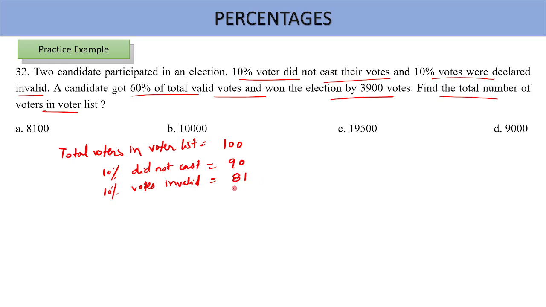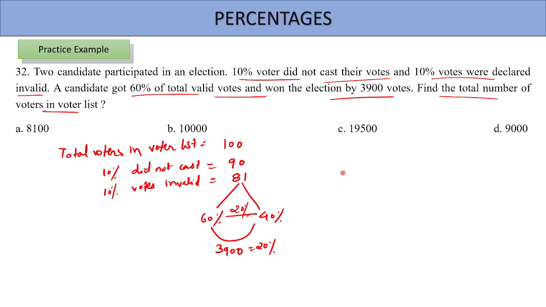And of this 81, there were two candidates. A candidate got 60% of the votes, so the other will get 40% of the votes. And this candidate who got 60% of the votes won by 3900. And this 3900 is nothing but 20% difference, as 60 minus 40 is 20%. This difference they are telling is 3900. So I can say that 3900 is equal to 20%.